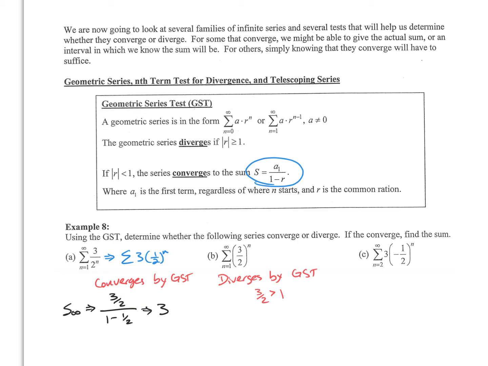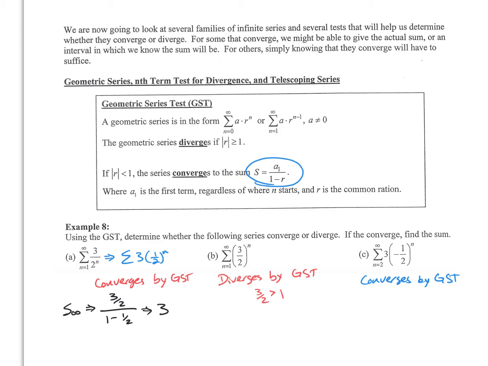All right, let's look at this next one. So now I have a summation from 2 to infinity of 3 times negative 1/2 raised to the power of n. Well, is this set up an a times r to the power of n thing? Yes, totally. All right. So what do we know? It converges. All right. This converges why? By GST.